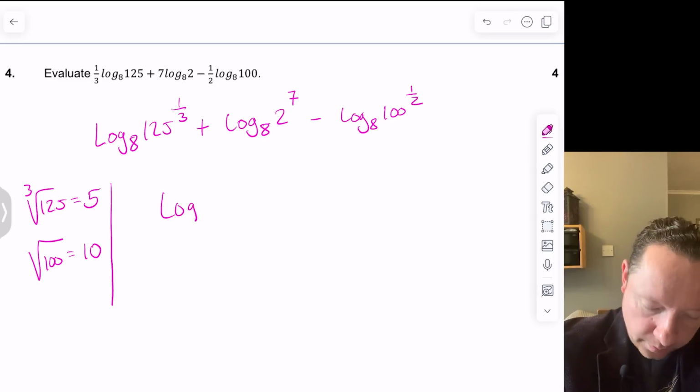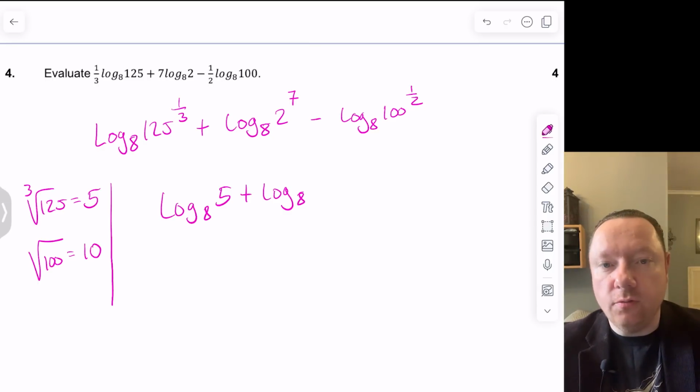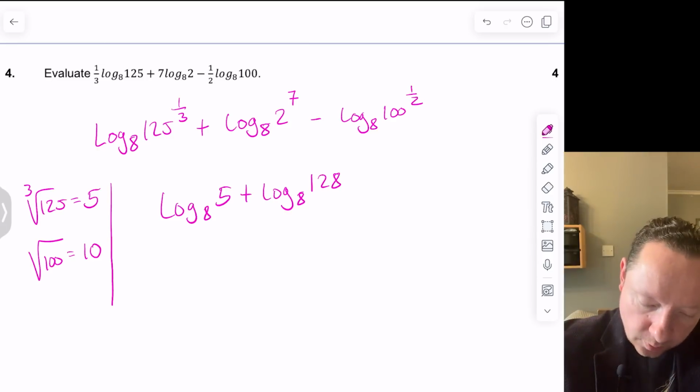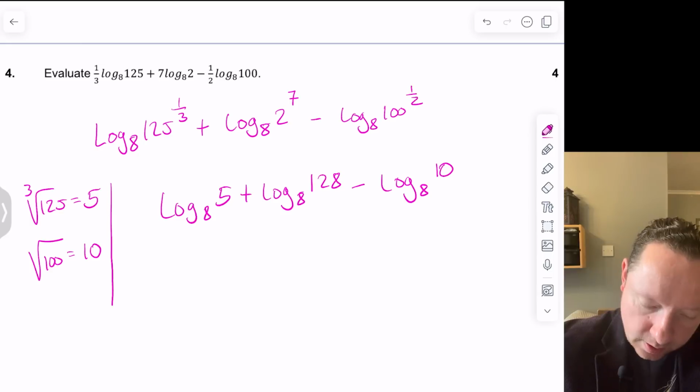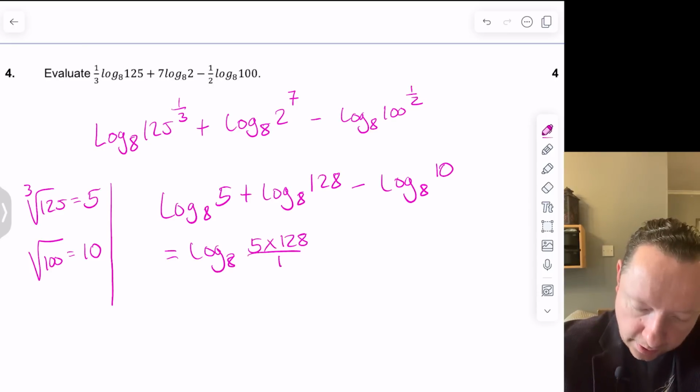So we've got log base 8, and that gave us 5, plus log base 8, 2 to the power 7, 2 to the 4, 8, 16, 32, 64, 128. Should be able to do that. Minus log base 8 of 10 tens is 100. So that gives me, rules of logs, adding means I can times, 5 times 128, take away means I divide over 10.